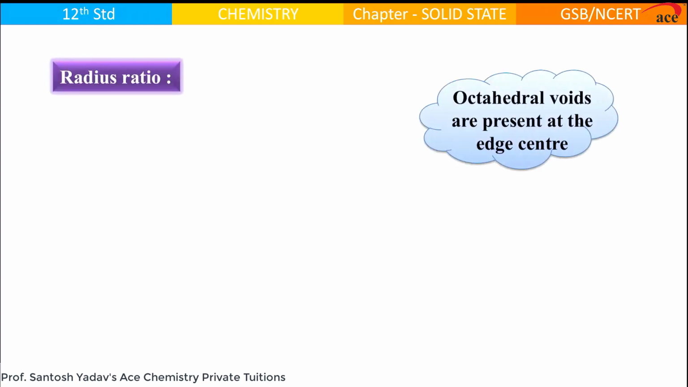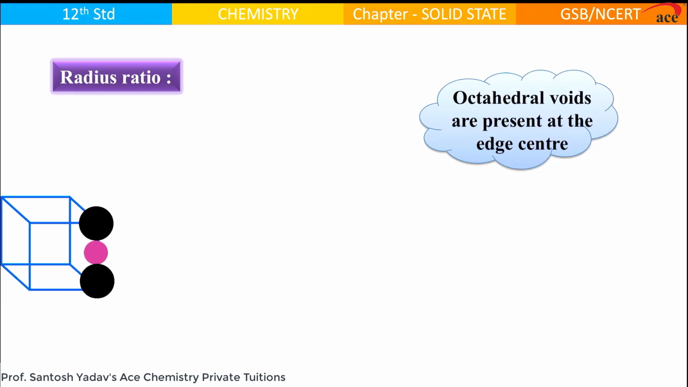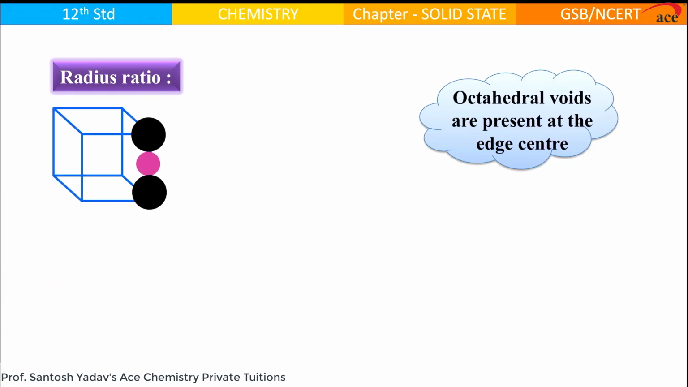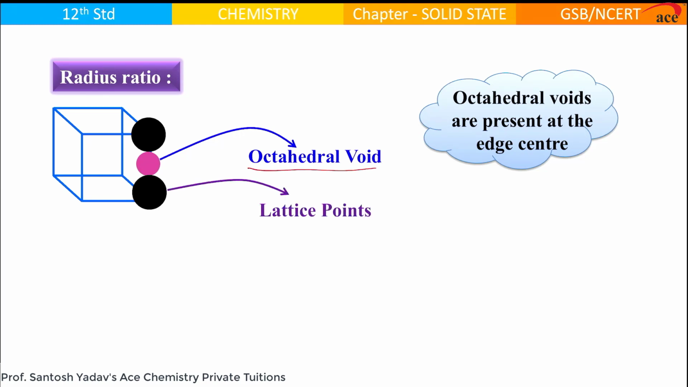More about octahedral void. Octahedral void is present at edge center. So, if you calculate radius ratio, this is how you can calculate. This is the octahedral void, and these are lattice points for the spheres. If you calculate, this is 2r, this is also 2r, diameter 2r, that means it is 4r.